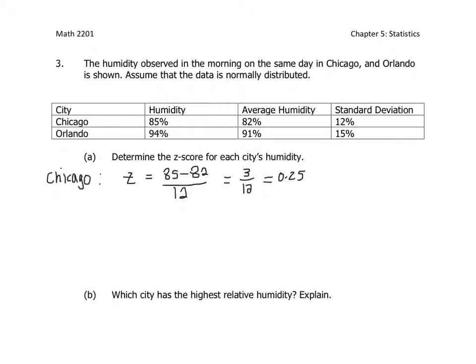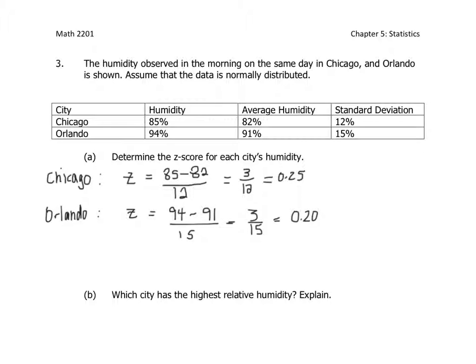So again, it's above the mean because it's a positive z-score. Orlando would have a z-score of, data value is 94, subtract the average humidity is 91, over the standard deviation is 15, so that would be 3 over 15, or 0.20. So question A was just to calculate the z-scores, and they both have positive z-scores, so it means they're both above the mean.